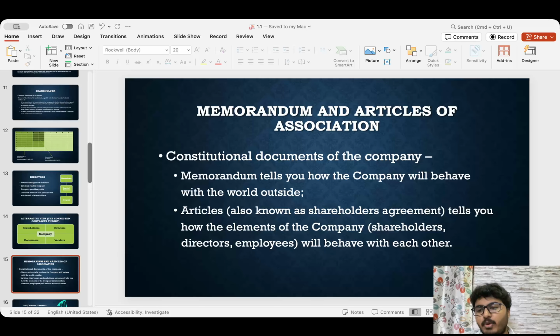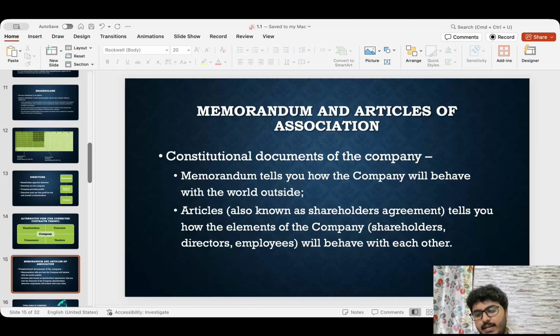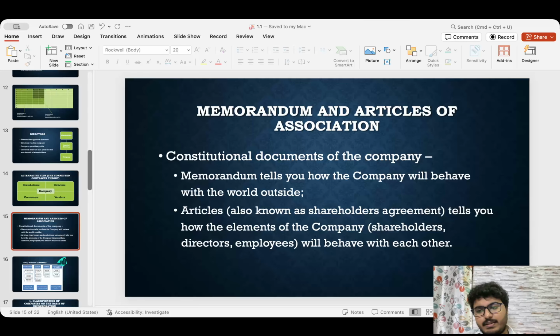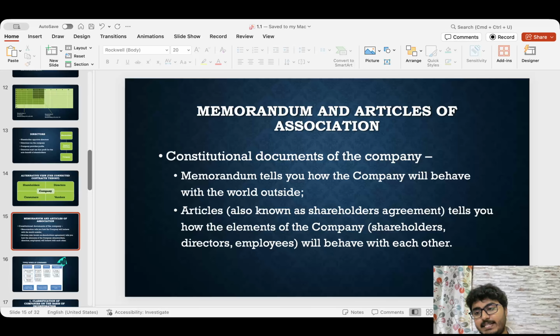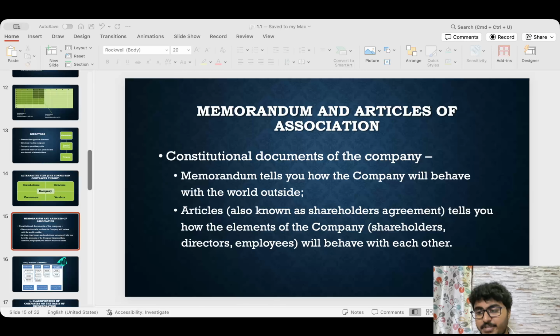Now coming to the memorandum and the articles of association. The memorandum of association defines the company's relationship with the outside world. That means it contains the essential details such as name, objectives and the liabilities of the company. On the other hand, the articles of association regulate the internal management and the relationship among the shareholders, directors and the employees. Together these two documents form the constitutional framework of the company.